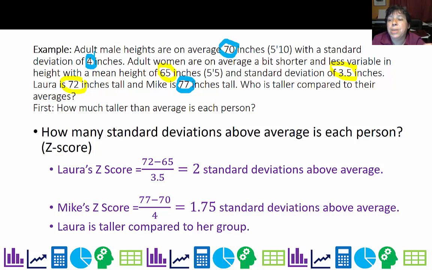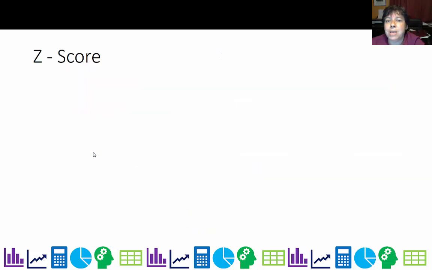So in this example, Laura is a little more unusual since the spread of female heights is tighter than the spread of male heights. And notice that you're always taking the actual minus the average because you want to know how much above average you are. Now, if you're below average, you're going to get a negative answer, and that actually makes sense.